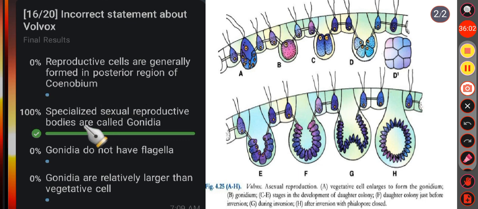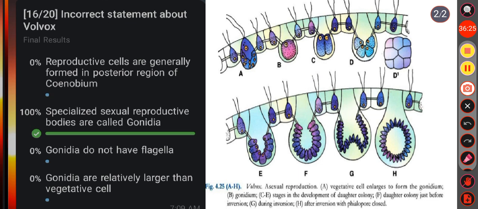Then in option B, specialized sexual reproductive bodies are called gonidia. No, it is the asexual reproductive bodies. Gonidia are not the sexual reproductive bodies in Volvox. In Volvox, in the posterior half of the coenobium, they take part in asexual reproduction.